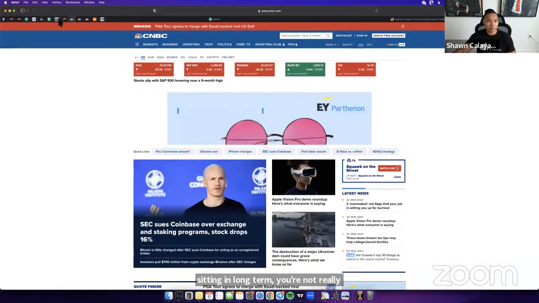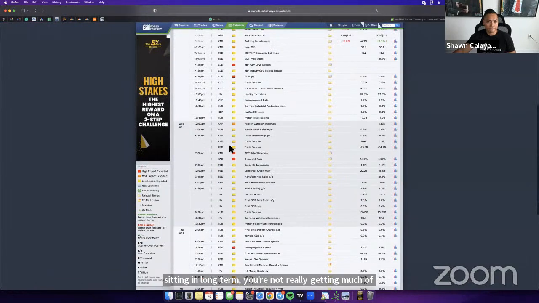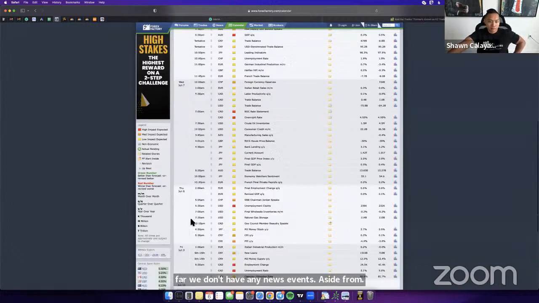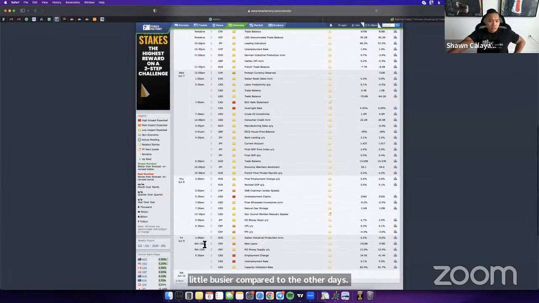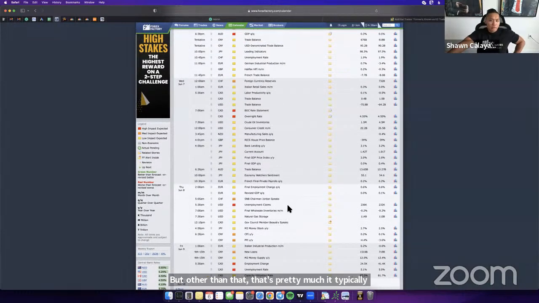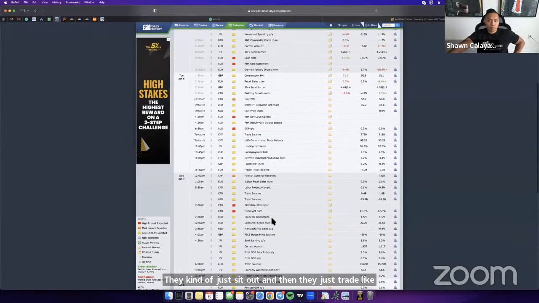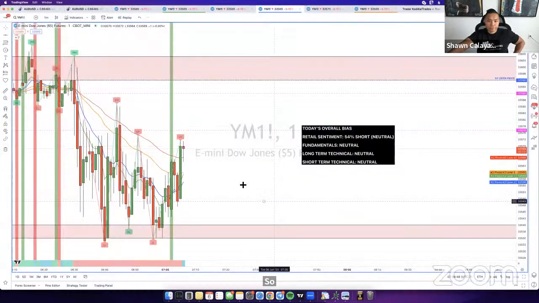So for this week so far, we don't have any news events aside from crude oil tomorrow, but it's not high impact. Sometimes it does affect the market, but not necessarily. Thursday, we have unemployment claims. Thursday might be a little busier compared to the other days, but other than that, that's pretty much it. Typically during the summer, the market makers and institutions still trade during high impact news events, but they don't trade throughout the day anymore. They kind of just sit out and trade a couple days a week. So we'll see how this ends up playing through, but there's just no bias right now.